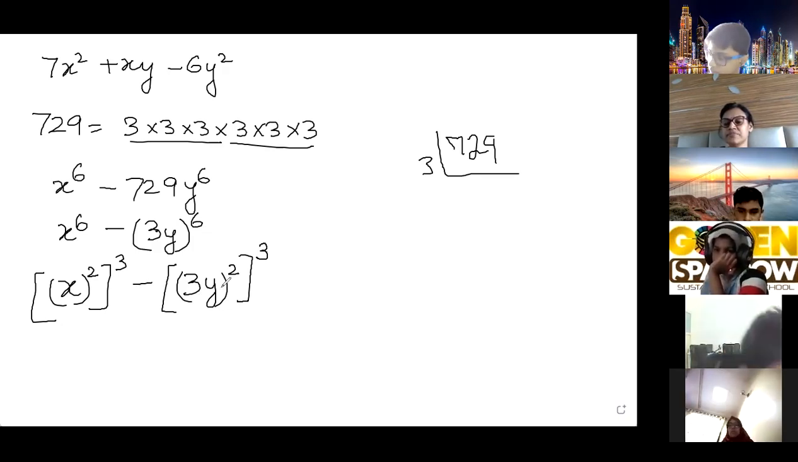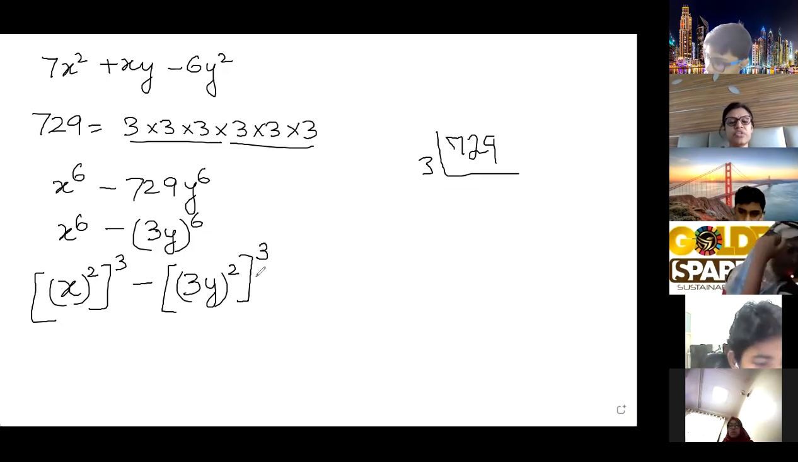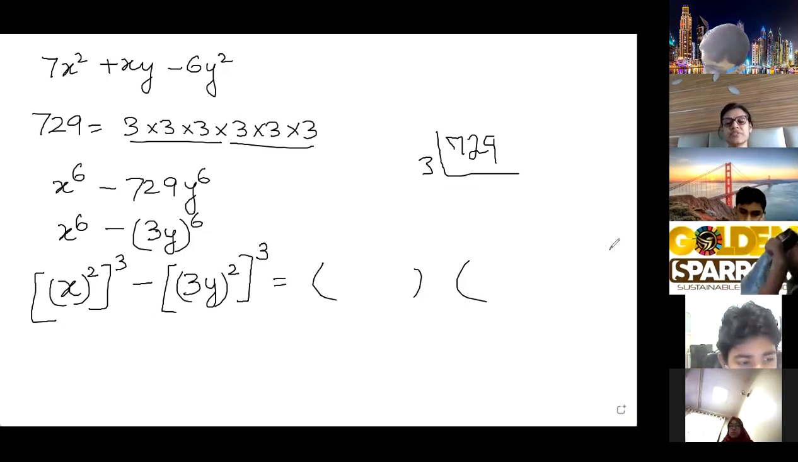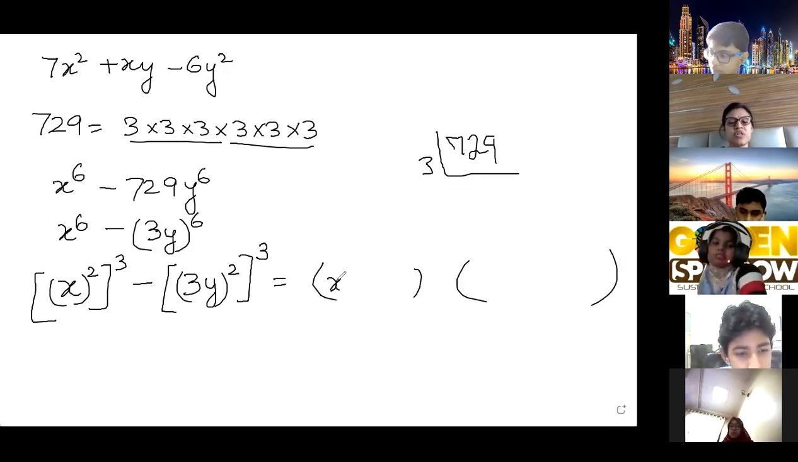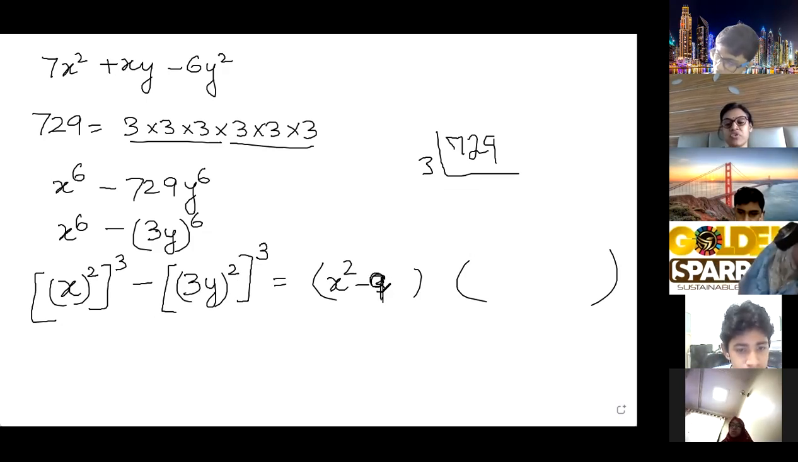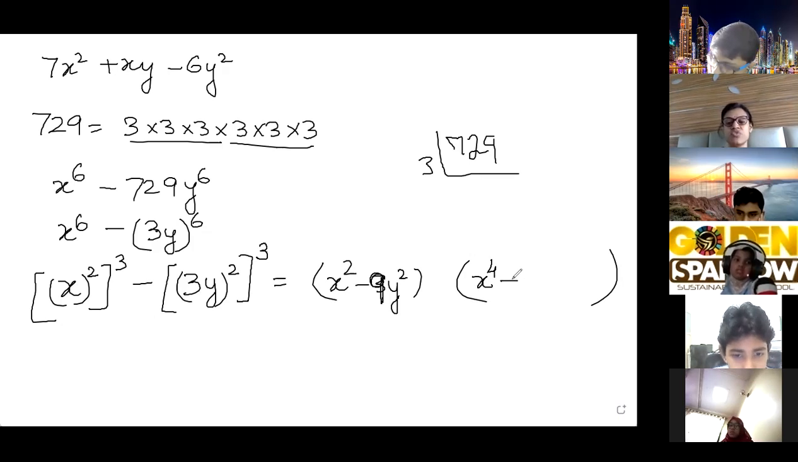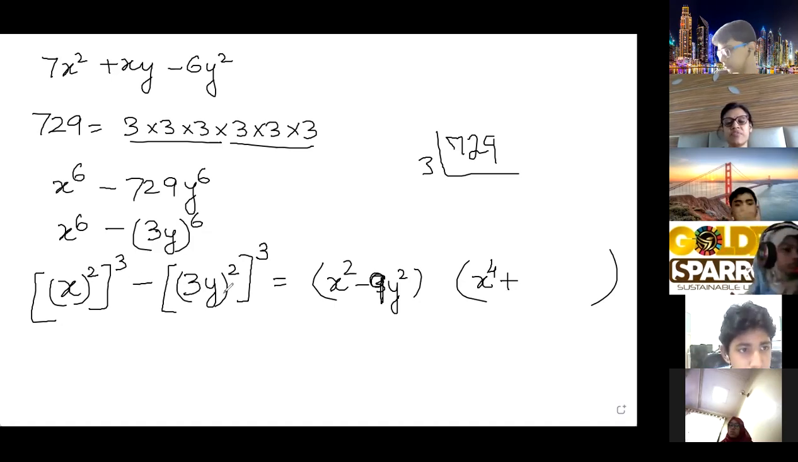Sakleen? Yes, ma'am. And then you continue, then you break it into two brackets like this. The bracket was x square minus the whole square of 3y. So be careful, the whole square of 3y is 9y square. And here was a square. a square is x raised to 4, because the square of x square is x raised to 4. The second term was a into b. So a is x square and b is 9y square.